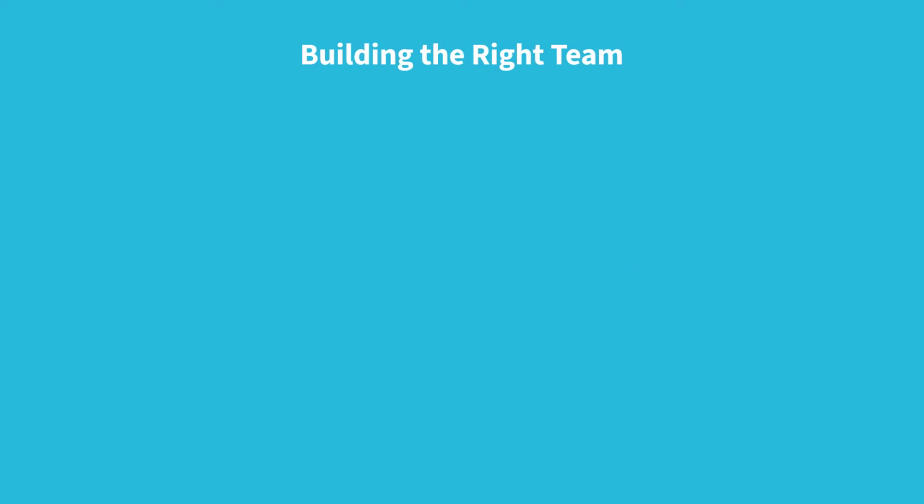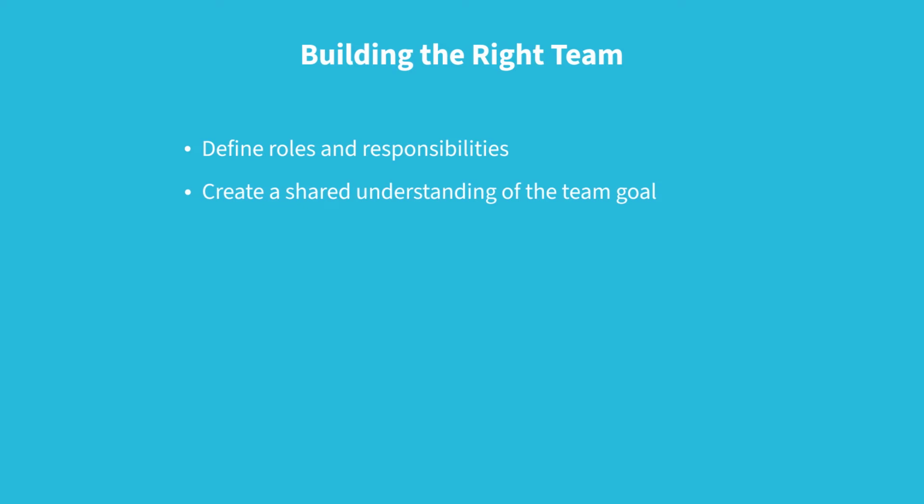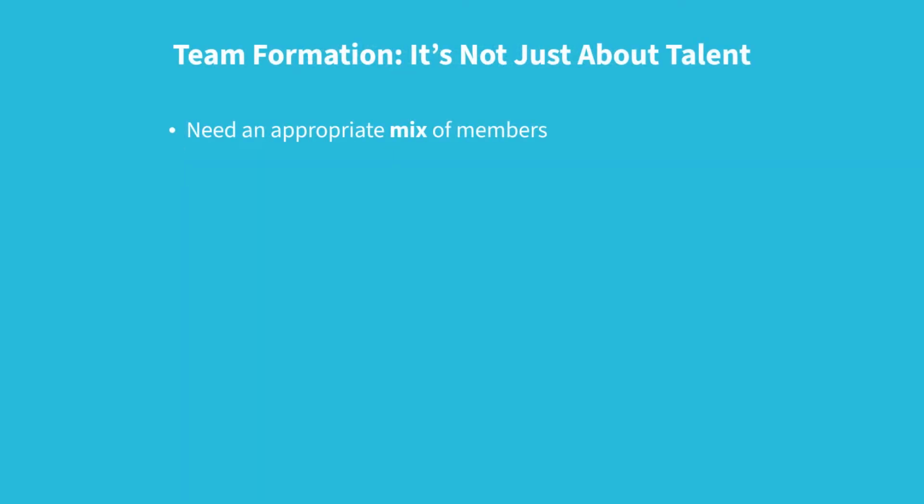At the outset of your project, it is important to clearly define the team's goal and individuals' roles and responsibilities. When building a team, it's important to think about members' skills and abilities, not just talent. Let's talk more about how successful teams have a mix of skills that complement each other. Effective teams need an appropriate mix of members to bring their own unique knowledge, skills, and attitudes to get the job done.